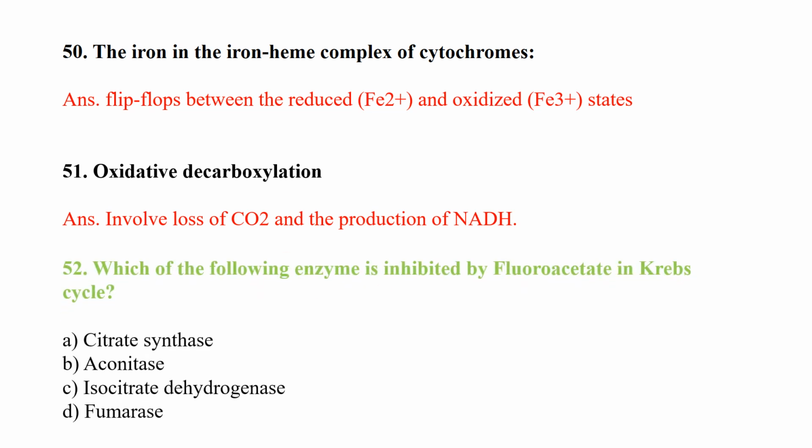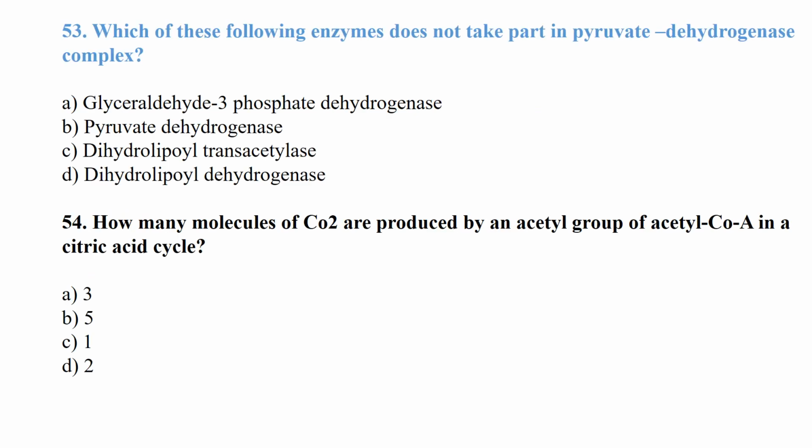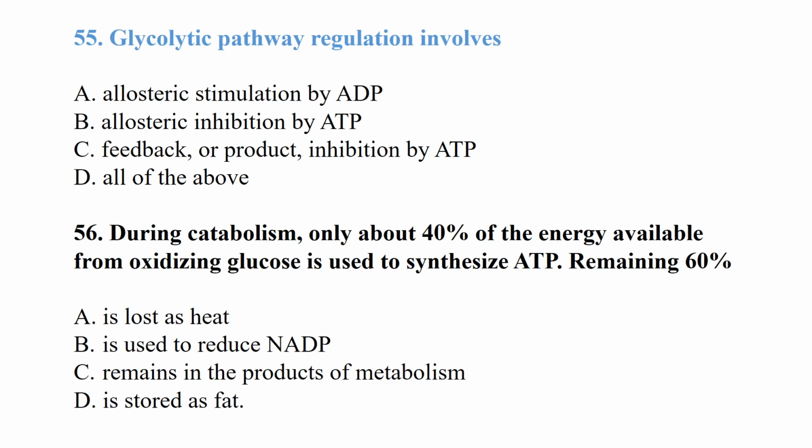Which of the following enzymes is inhibited by fluoroacetate in the Krebs cycle? तो फ्लोरो इसमें आता है aconitase. Which of the following enzymes does not take part in the pyruvate dehydrogenase complex? Glyceraldehyde 3-phosphate dehydrogenase. How many molecules of carbon dioxide are produced by an acetyl group of acetyl coenzyme A in a citric acid cycle? तो इसमें सिर्फ 2 molecules carbon dioxide के produce होते हैं.